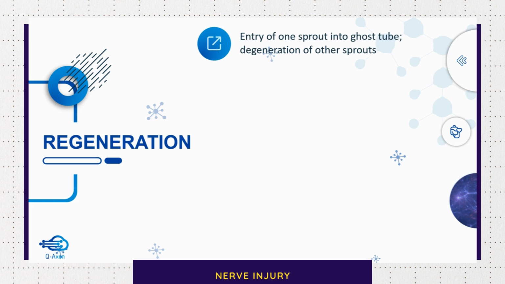So eventually, one of the sprouts manages to enter the ghost tube. So the other sprouts now degenerate. Now this sprout which has entered the ghost tube grows very slowly at the rate of 1 to 3 millimeters a day.